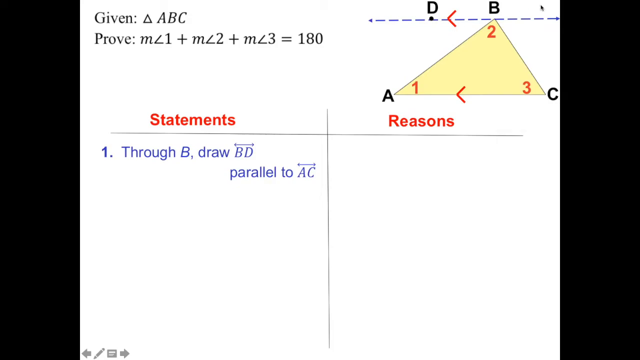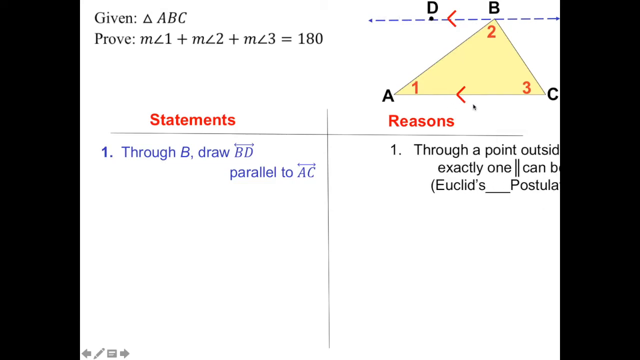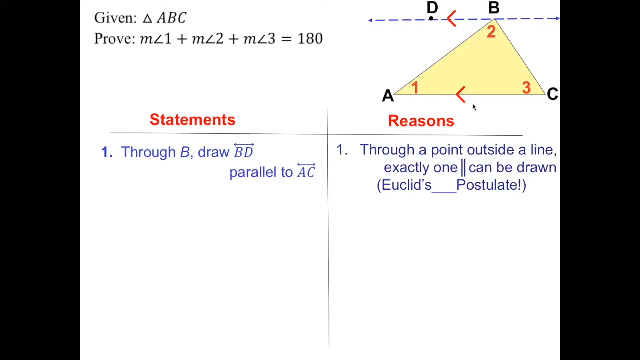What was the justification of that? How do I know I can draw through a point not on AC a line parallel to AC? And that's this one right here, okay? Through a point outside the line, exactly one parallel line can be drawn. And we drew that one and only, right? Our unique and existing line, our unique line that does exist. We drew it through point B parallel to AC, and we're good to go here.